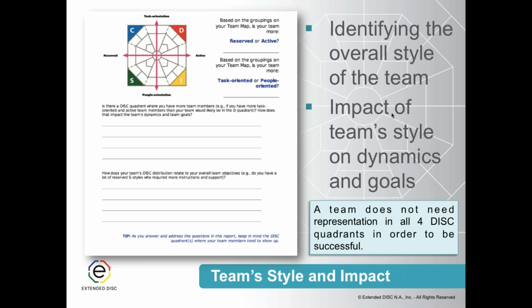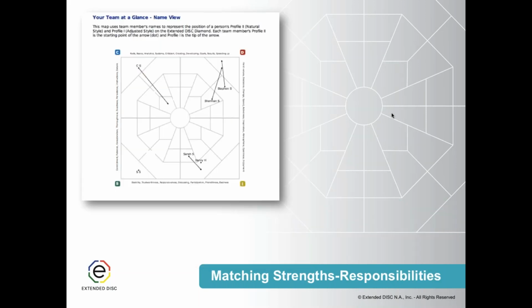One of the most popular questions we get asked at Extended DISC is, what is the best style for a team? Do you need all 4 of the DISC quadrants on a team to be successful? And we suggest that you don't need all 4 of the quadrants in order to be successful. It really depends on what the goals of the team are. What are you looking to achieve, and what are those behaviors needed to achieve those goals?